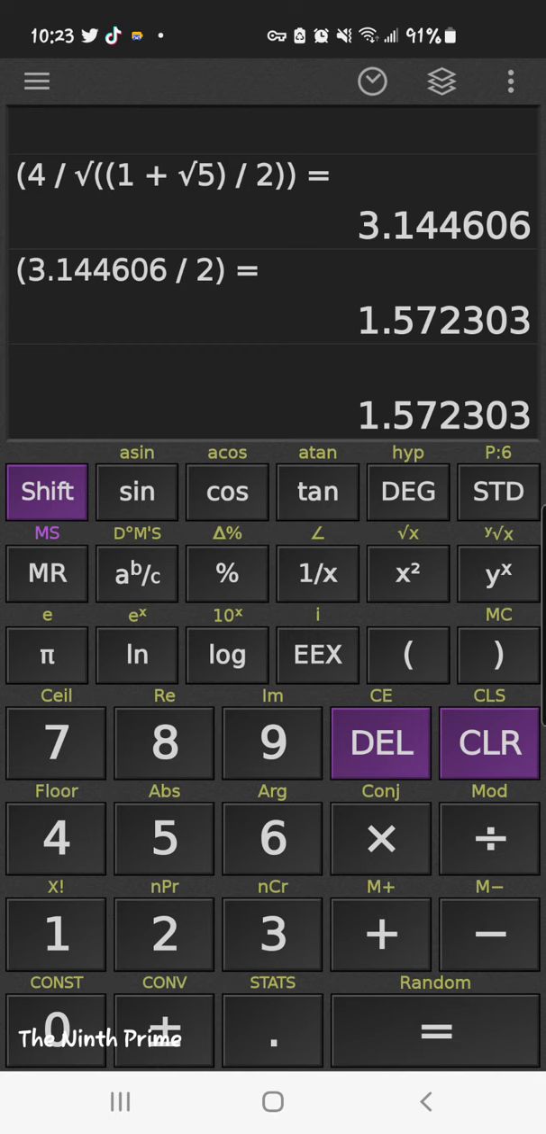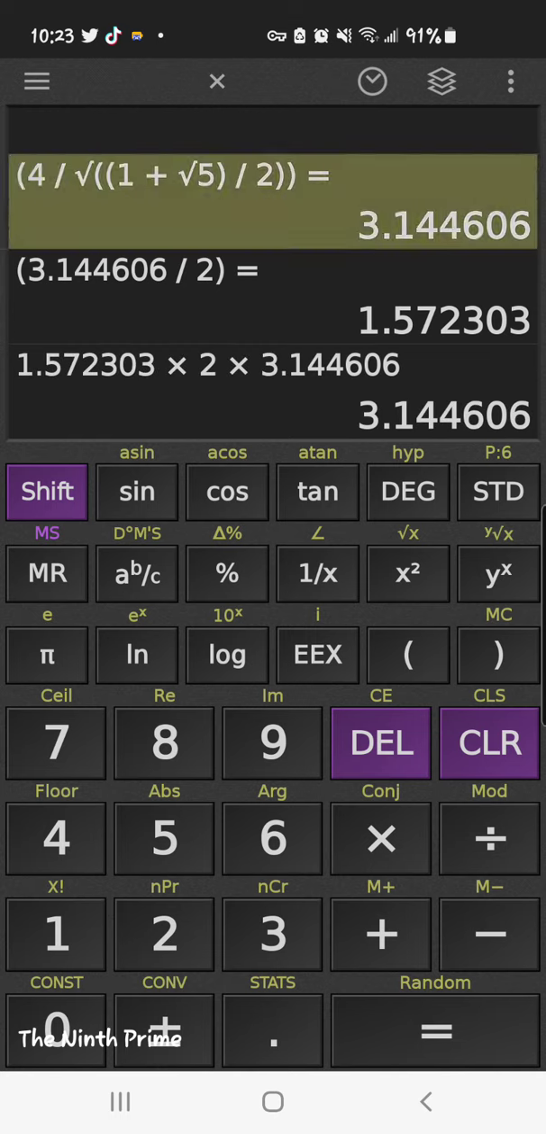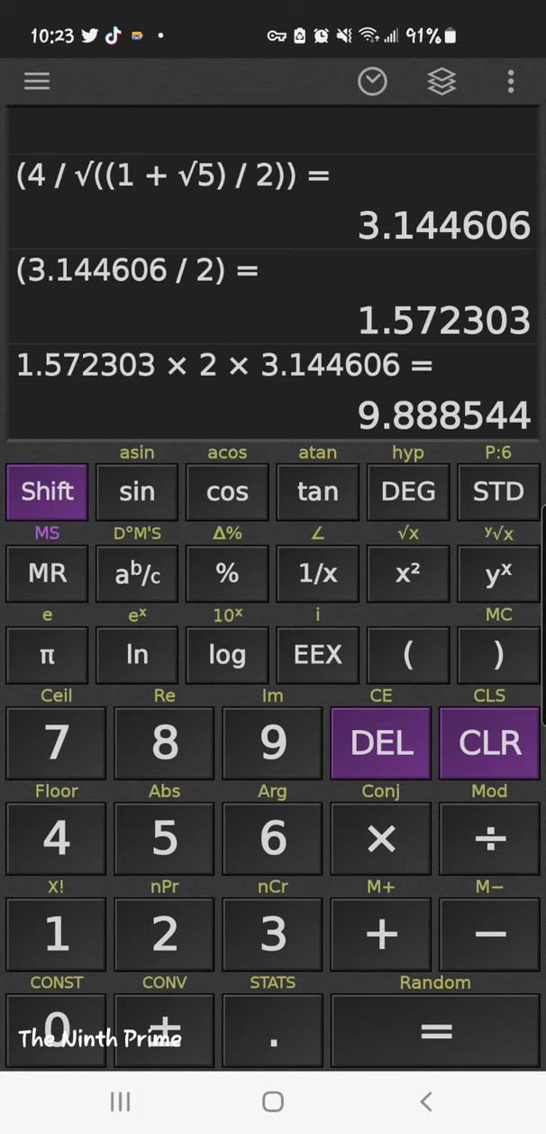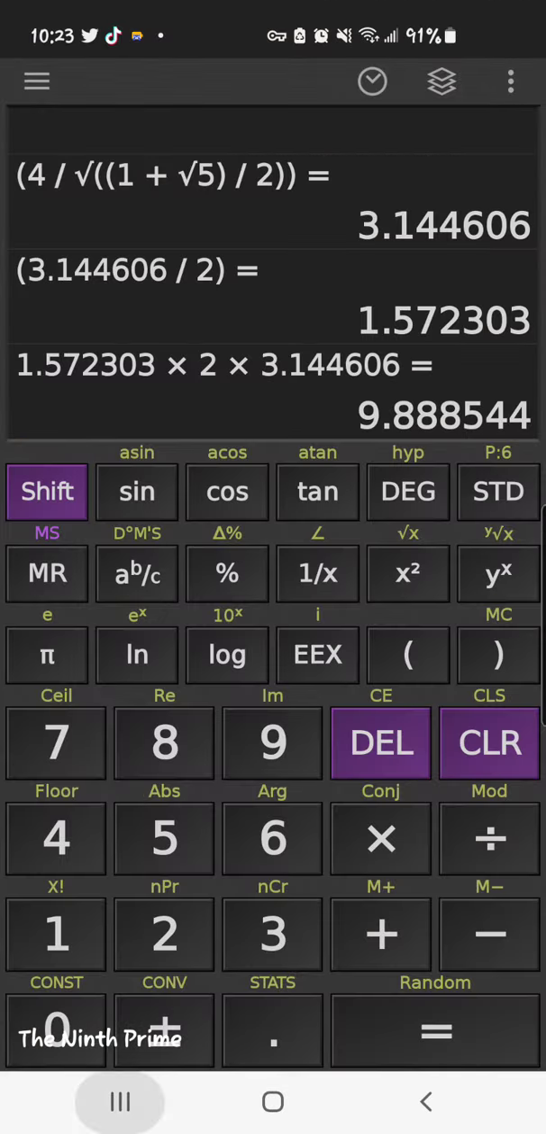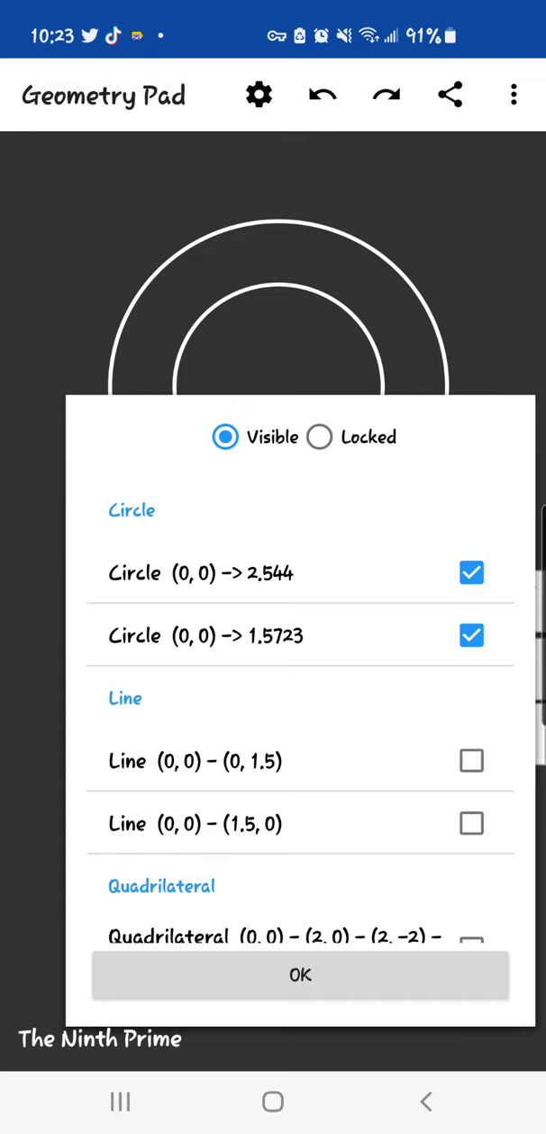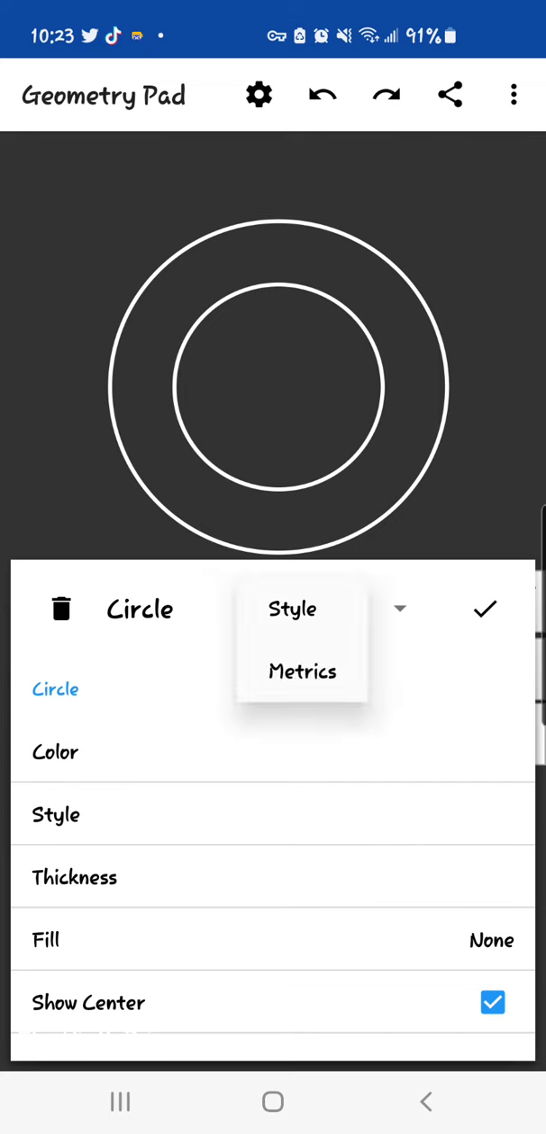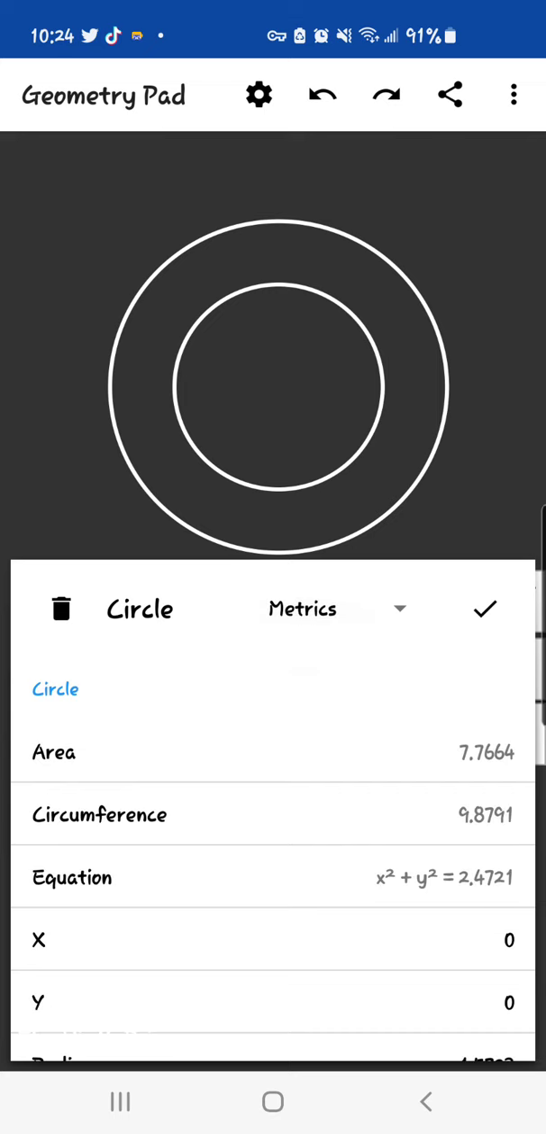So I take the radius multiplied by 2 multiplied by phi, and it gives you the square of phi, you know. And so the square of phi would be the circumference of that circle. So if I click on the circle and I go to the metrics, what it gives us is something totally different, 9.8791. But down there you see the equation, which is the square of phi divided by 4 right there.